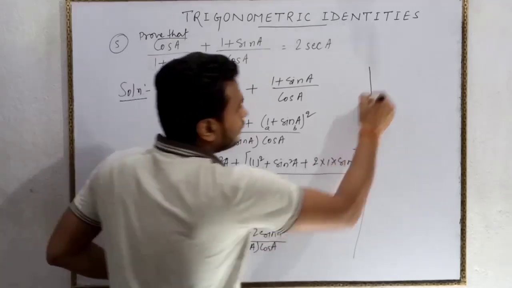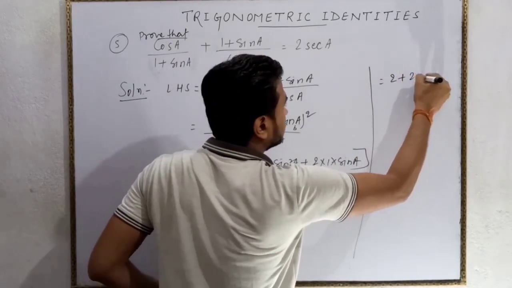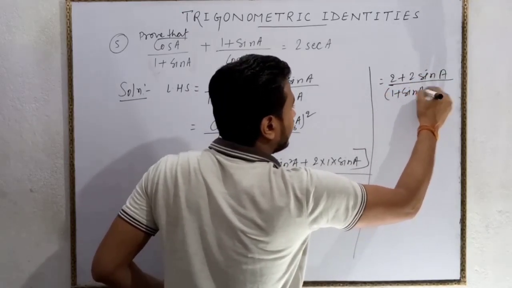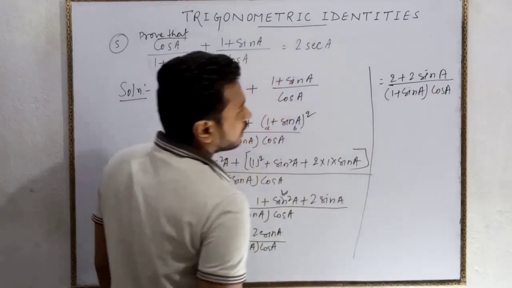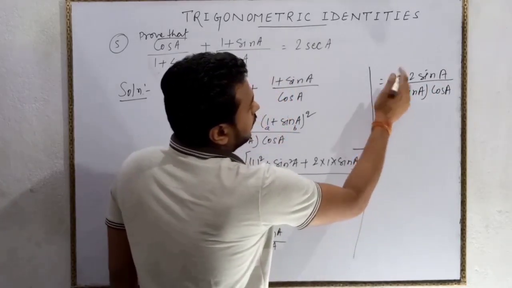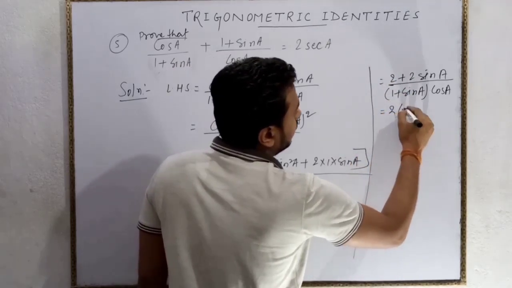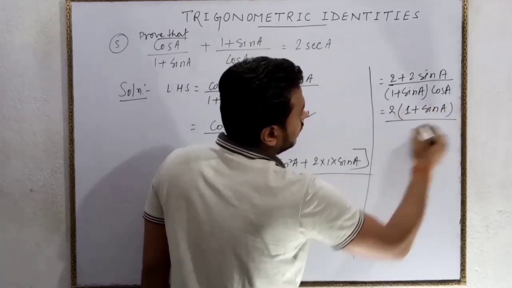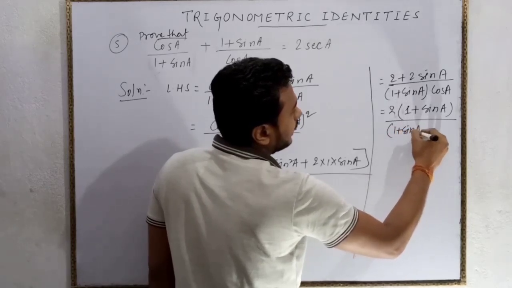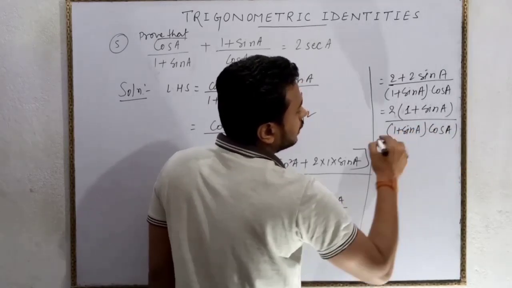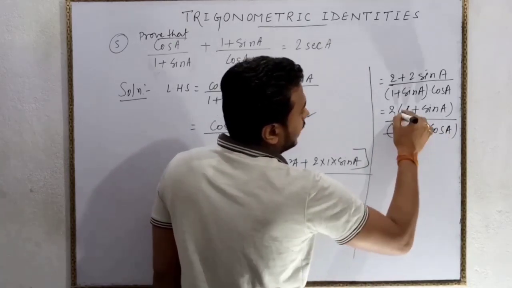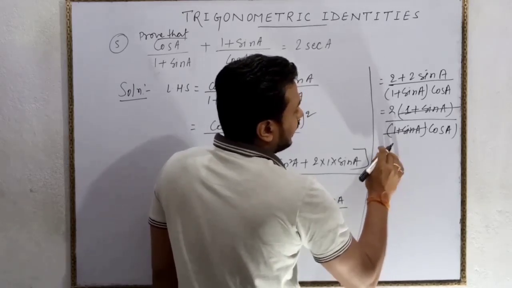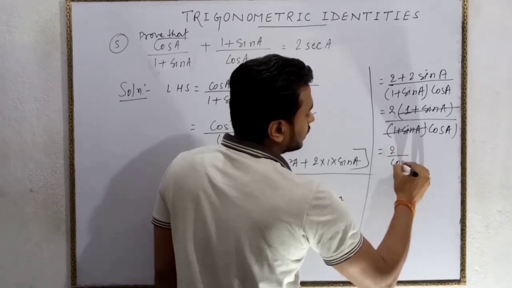Now 1 plus 1 is 2, plus 2 sin A, by (1 plus sin A) into cos A. We will take 2 common in the bracket, so it is (1 plus sin A) upon (1 plus sin A) into cos A. In this way, we can cancel 1 plus sin A from numerator and denominator. Then we'll get 2 upon cos A.